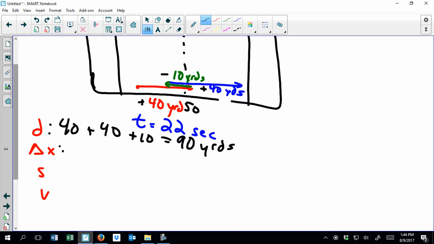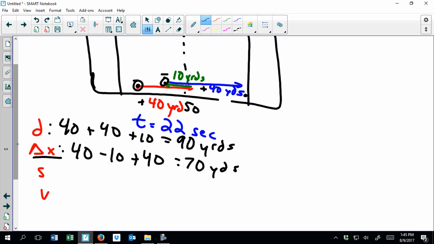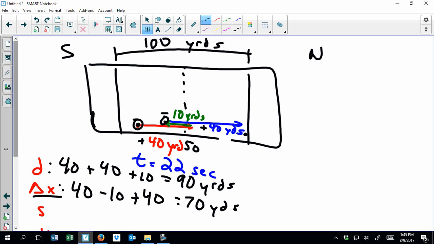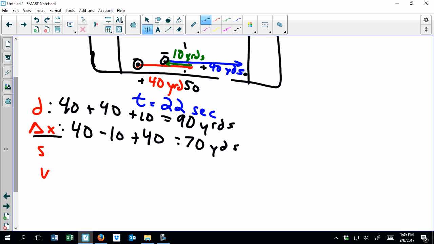So when I want to know how far I actually got from this point to this point, I have to do 40 yards minus 10 yards because I came back. If I had just stopped here and measured from this point to this point, that would only be 30 yards away. So I have to do a negative here and another 40 yards. So I've got 40 minus 10 plus 40. That is only 70 yards. And because this is a vector, right, I have to say which way did he go? Did he end up 70 yards north or south? And in this case, north.